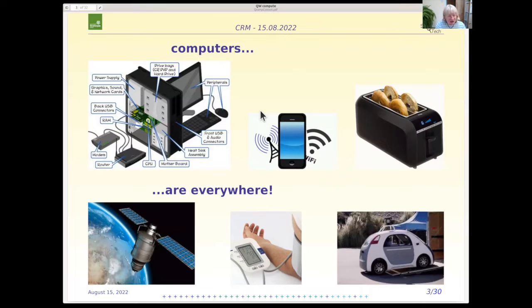We take it for granted, right? Computers are everywhere. So, you know, in your toaster, in your phone, in space, in satellites, in medical devices, self-driving cars. Our world would be completely different without all of these computers.